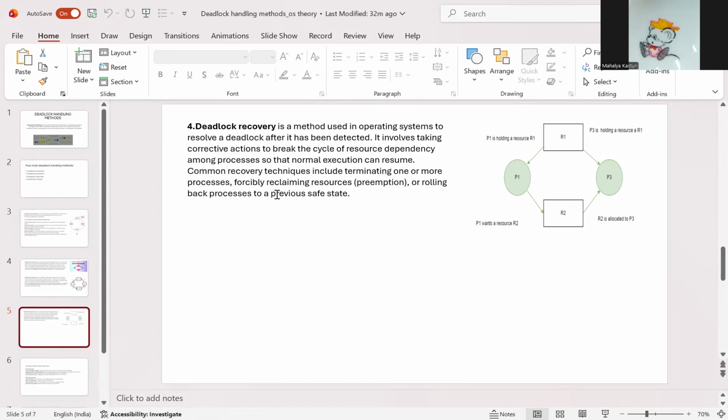Then ignorance. Sometimes the system simply ignores deadlocks if they are rare or harmless. For example, in computers, occasionally some small things freeze, right? It might be ignored because restarting clears them easily. This is often used in systems like Windows or Linux, where full prevention can be too costly.